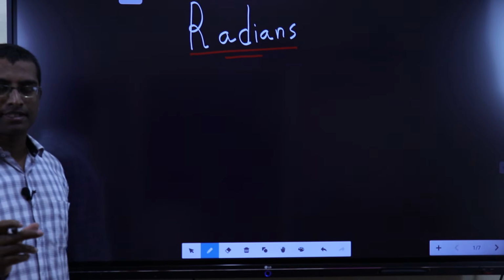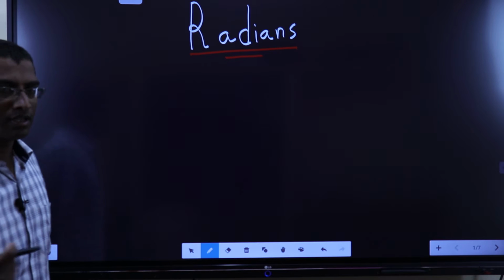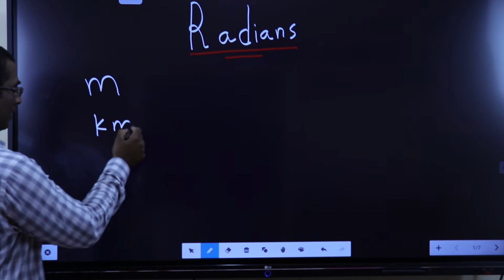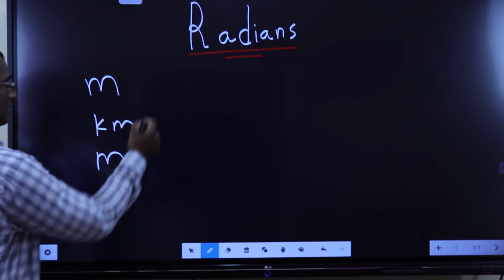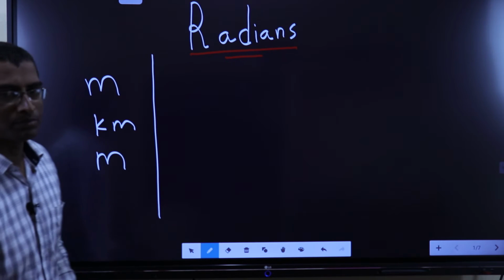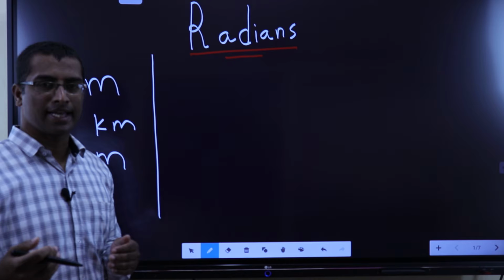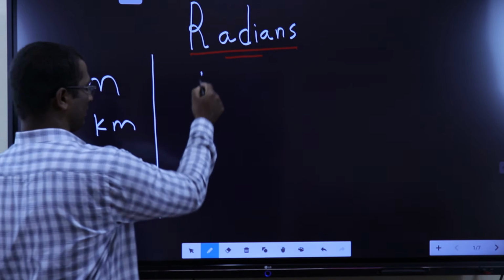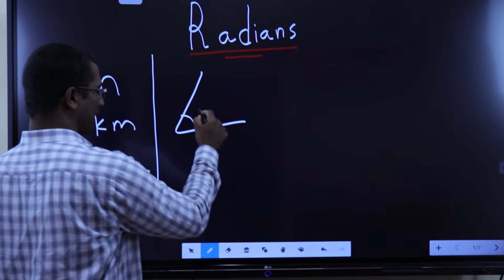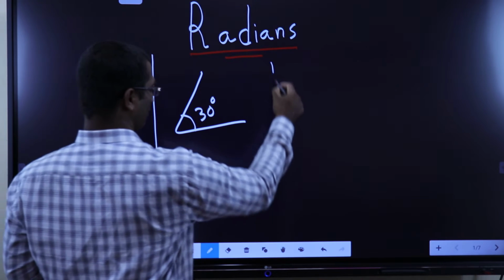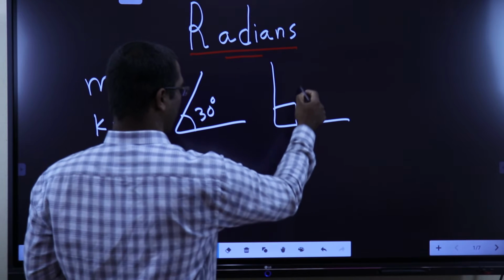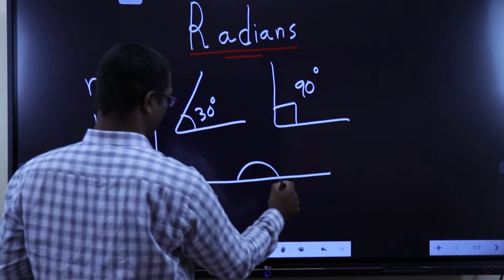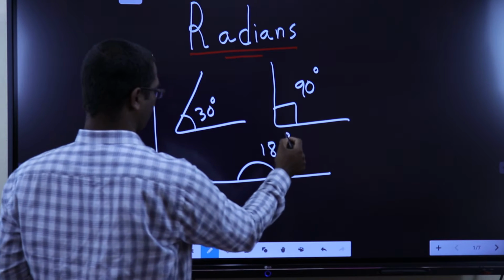For measuring the distance, we have many units like meters, kilometers, miles, right? In the same way, to measure any angle, we have degrees that you already know. Let us say this angle is 30 degrees, and over here this angle is 90 degrees, and this straight angle is 180 degrees.